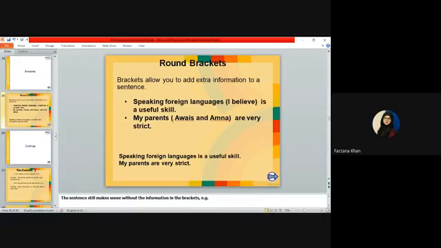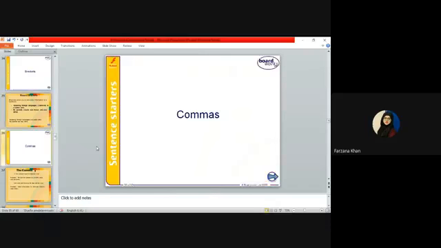In another example, you can see my parents, Awais and Amna, are very strict. Here the writer is talking about the parents, and he has given the names of the parents, which are not necessary to tell in the sentence. So it's extra information. The sentence still makes sense without the information in the brackets: my parents are very strict. So brackets are used to add something extra in the sentence.